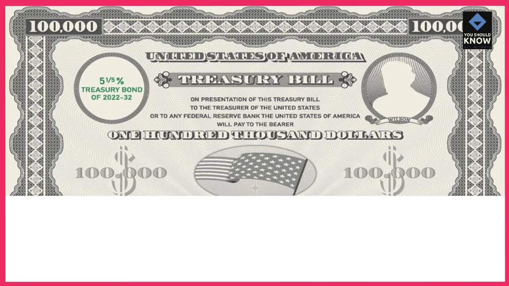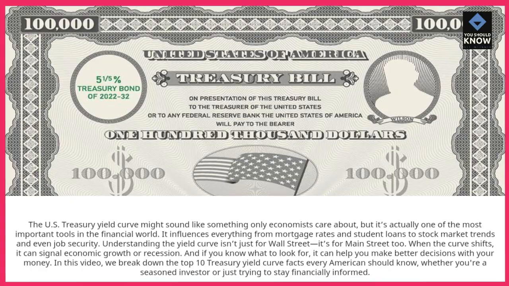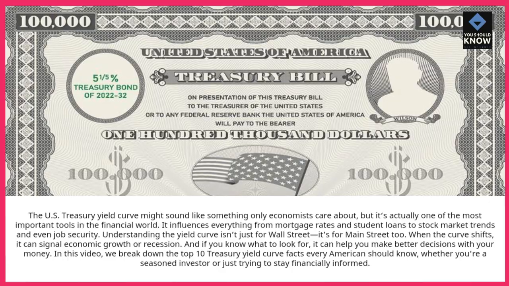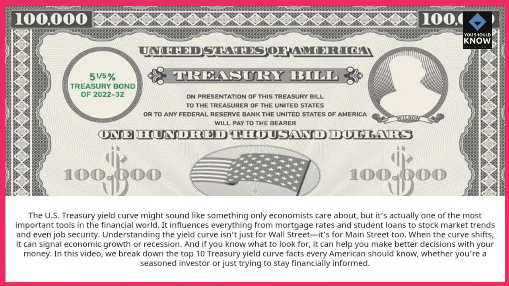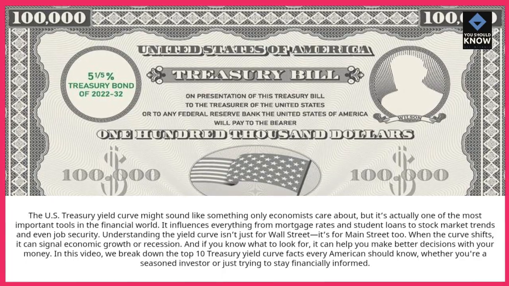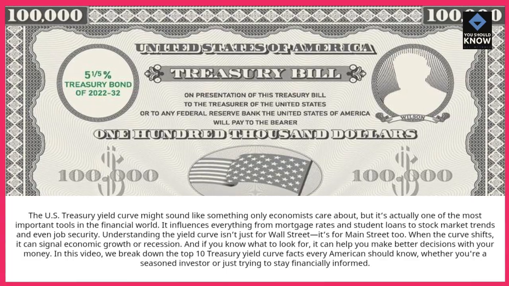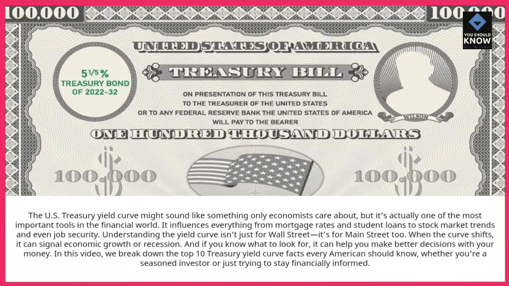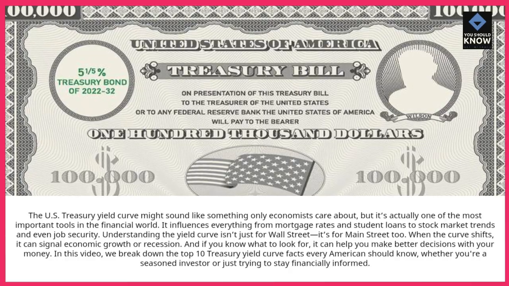The U.S. Treasury yield curve might sound like something only economists care about, but it's actually one of the most important tools in the financial world. It influences everything from mortgage rates and student loans to stock market trends and even job security. Understanding the yield curve isn't just for Wall Street, it's for Main Street too. When the curve shifts, it can signal economic growth or recession. And if you know what to look for, it can help you make better decisions with your money.